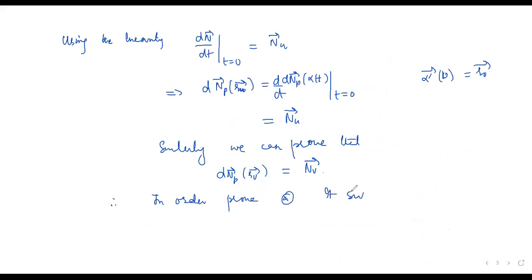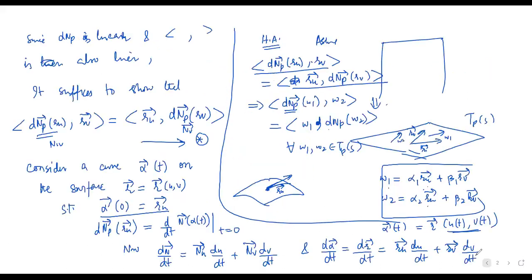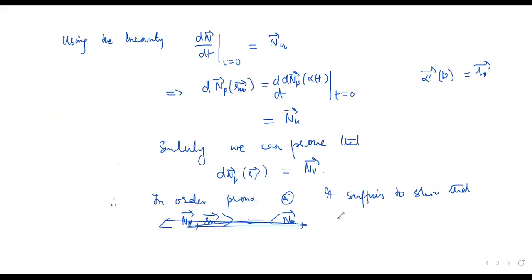Okay, it suffices to show that n_v · r_u, the dot product here, is equal to n_u · r_v. n sub u dot product with... what is left? Did I do something wrong? Yes, this. n_u · r_v = r_u · n_v. It is sufficient to prove that n_u · r_v is equal to r_u · n_v, I think.